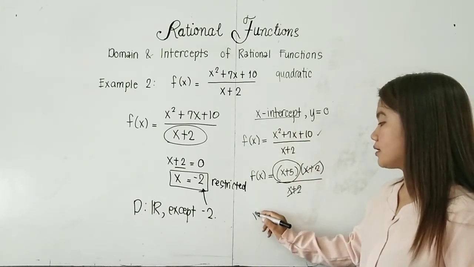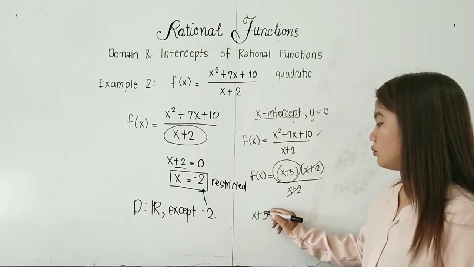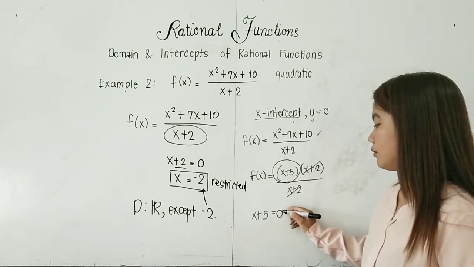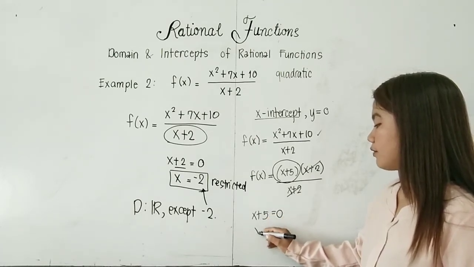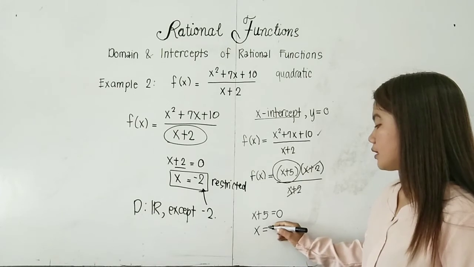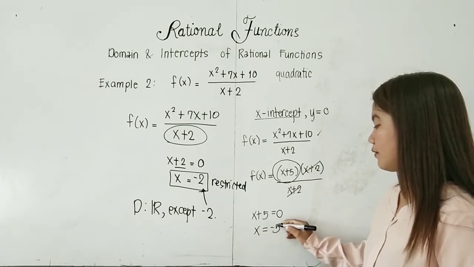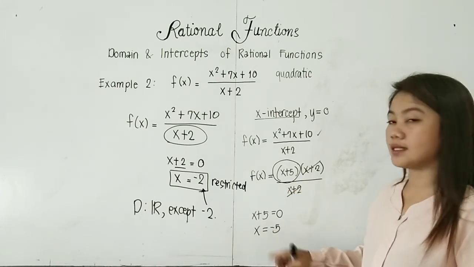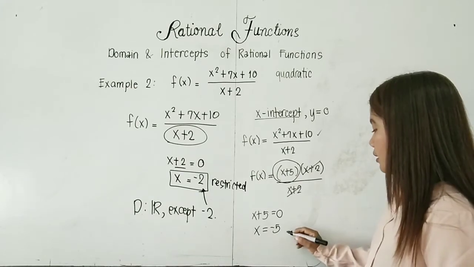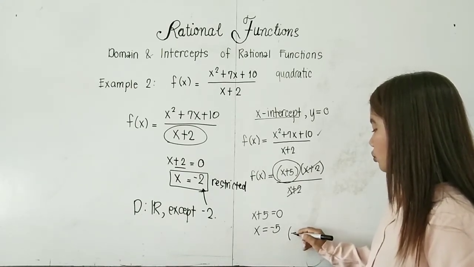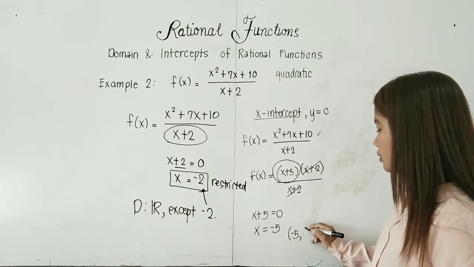So x plus 5 is equal to 0. To get the x, we will transpose positive 5. Therefore, x is equal to negative 5. So our x-intercept is negative 5. That is the value when y is equal to 0.